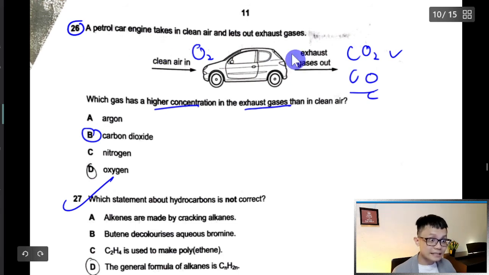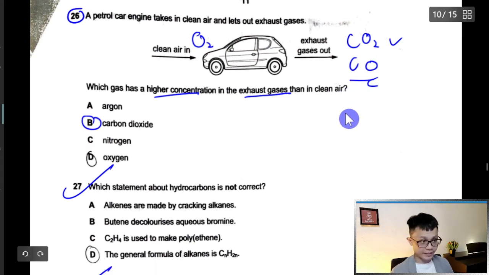So 26, complete combustion, assuming this is a good car. Oxygen goes in, what comes out will be carbon dioxide. But of course for biology, sometimes we say carbon monoxide due to pollution. Indeed, some cars do produce pollution by carbon monoxide.